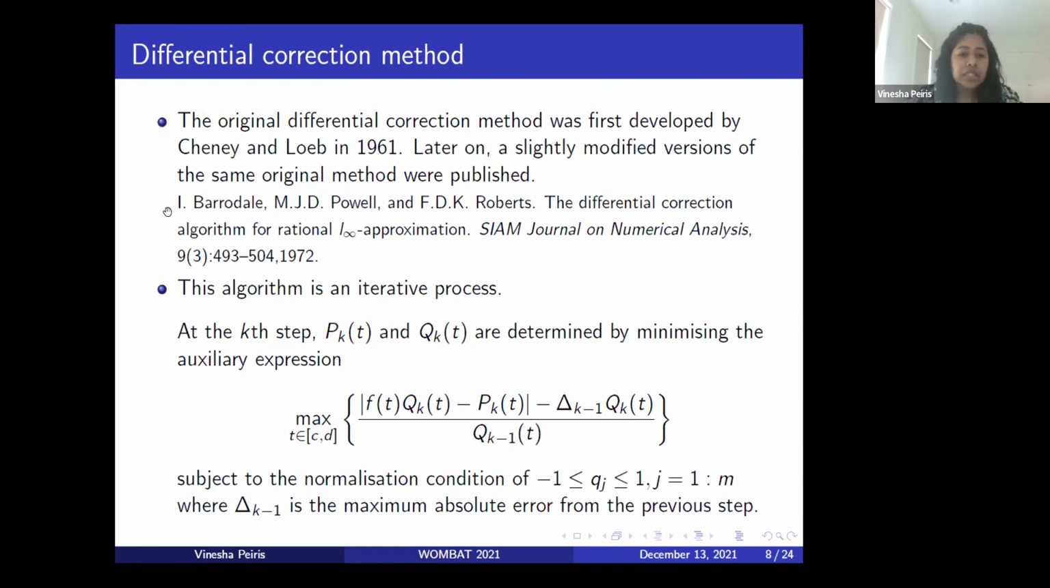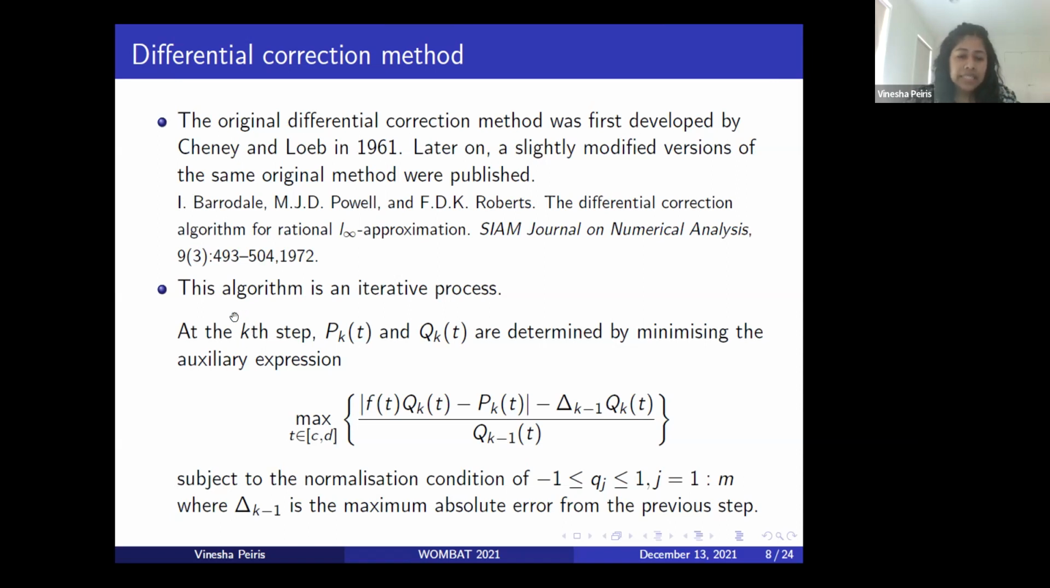And I have included this reference where they talk about the convergence of the original differential correction method. So it is a very nice paper if you want to learn a bit more about the differential correction method. Now, this algorithm is an iterative process.